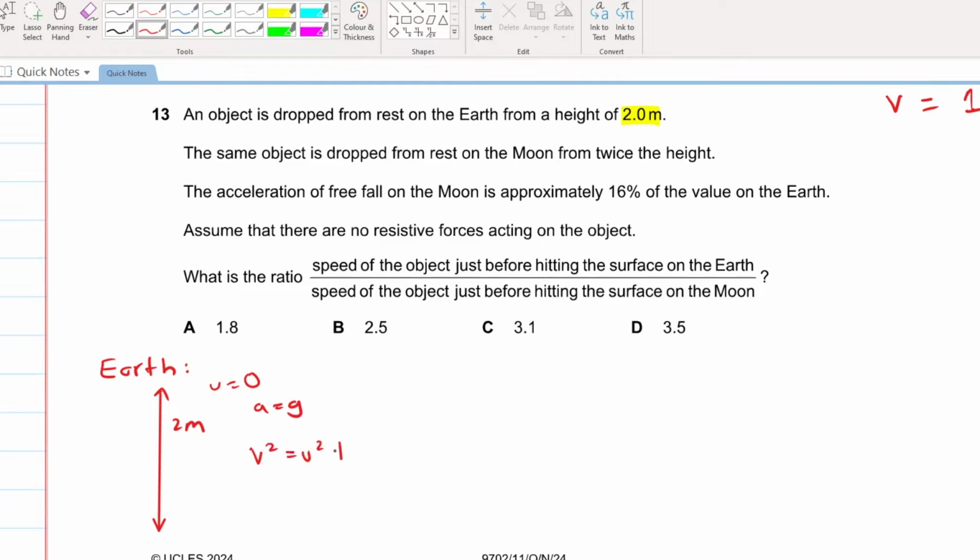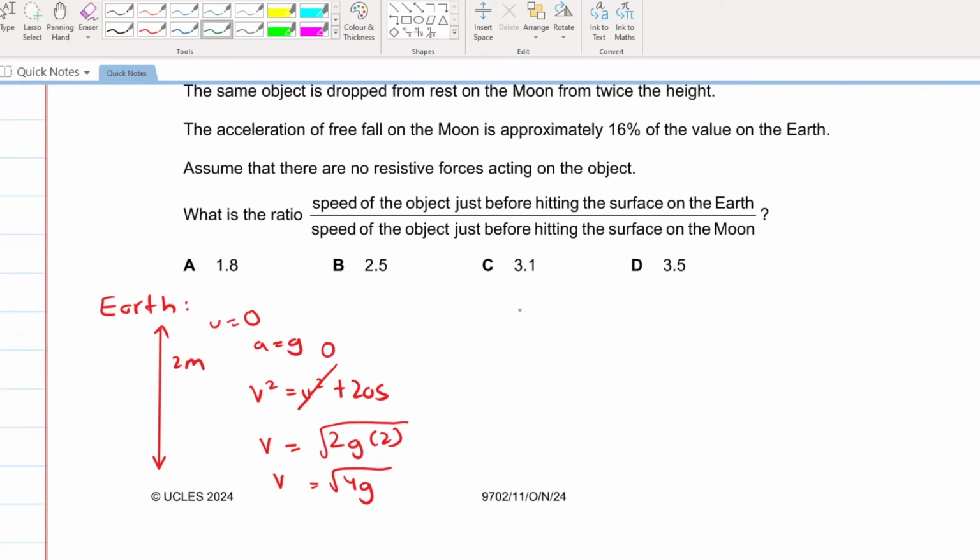v square is equal to u square plus 2as. This entire thing becomes 0. Why? Because initial velocity is 0. v is equal to what? Under root 2 into g into 2. Velocity at the earth surface comes out to be under root 4g.